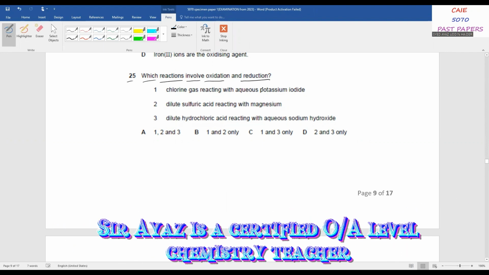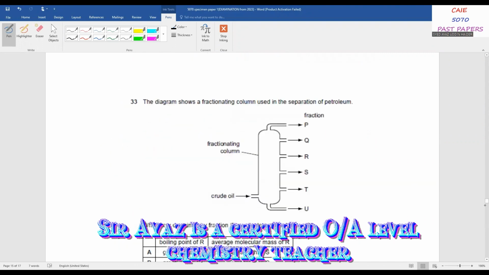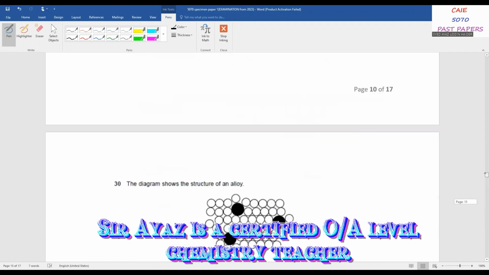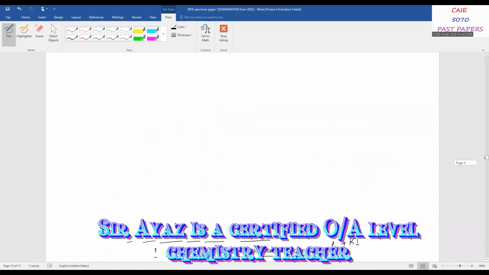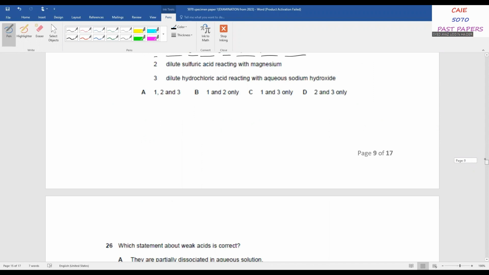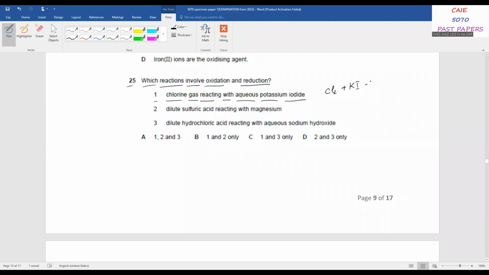So first of all, I'm going to read all the statements. Number one, chlorine gas reacting with aqueous potassium iodide. So this is the reaction between chlorine and potassium iodide. If you look at the position of chlorine in the periodic table, it is above iodine. So the reaction will definitely take place, and the product will be KCl and iodine because chlorine is more reactive than iodine.